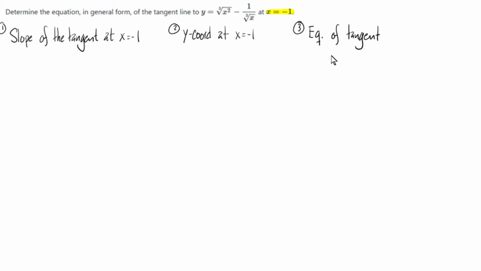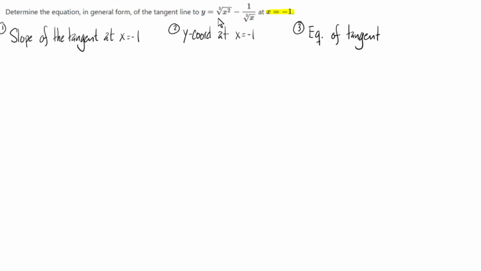Now, when we determine the equation of the tangent line, we can use the slope point form for a linear function, converting it then to general form. For the slope point form, we're going to need the slope, which we're getting in step 1, and we're going to need the x and the y coordinates of one point on that tangent line, which we're going to get in step number 2. So let's start with step number 1.